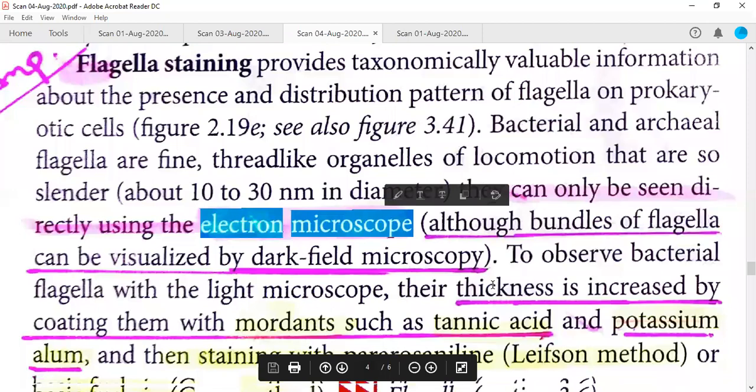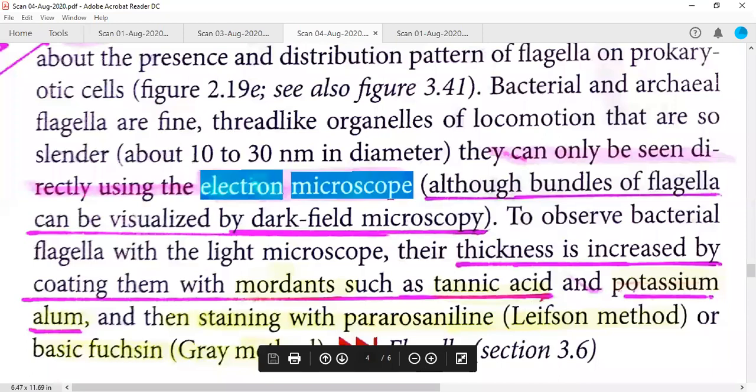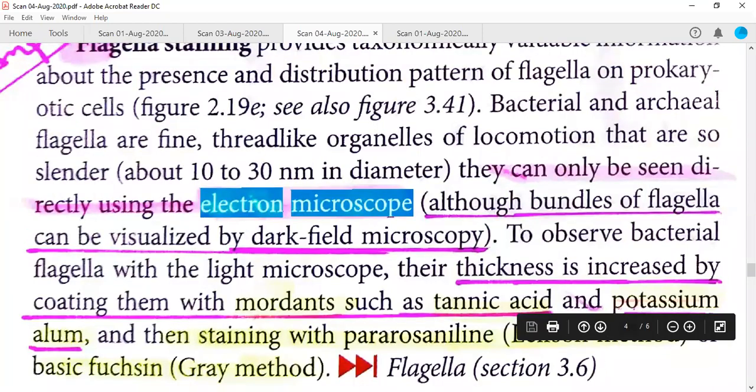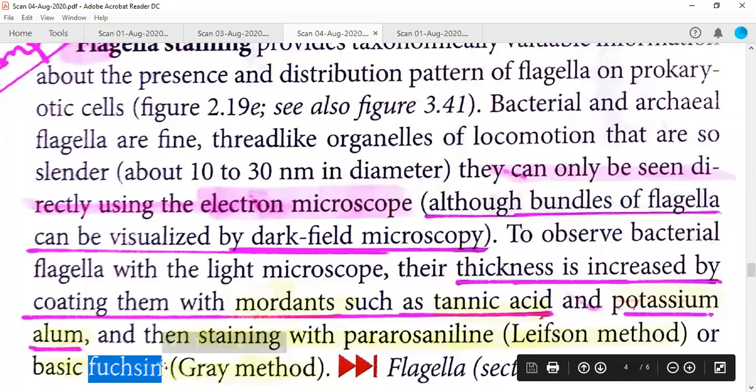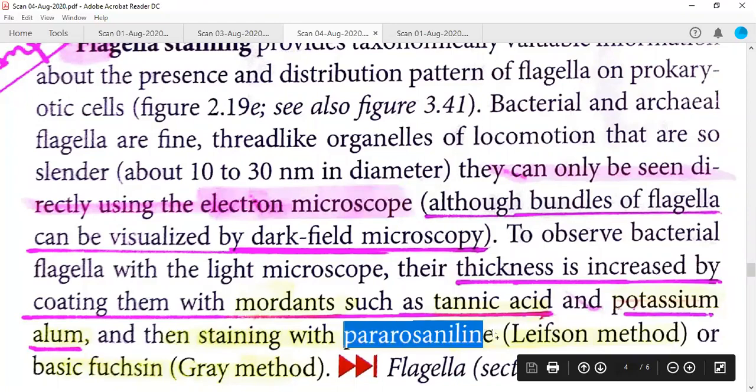So here we need a method that is called the Gray method. There are two methods actually. One is Leifson method and one is Gray method. Fuchsin is a dye which is used to stain the flagella, or it is stained with pararosaniline in this Leifson method. Okay, so these two methods are common.